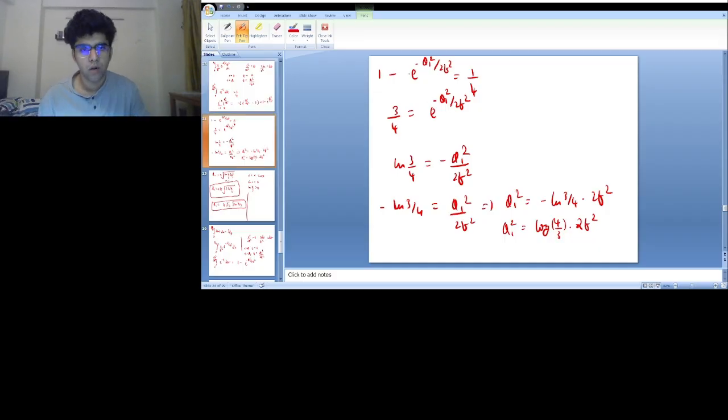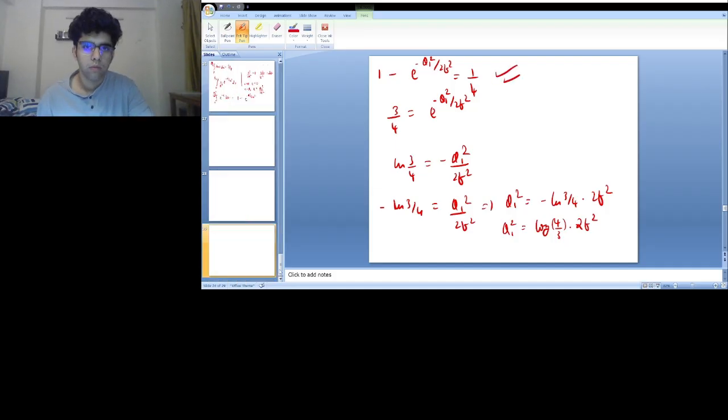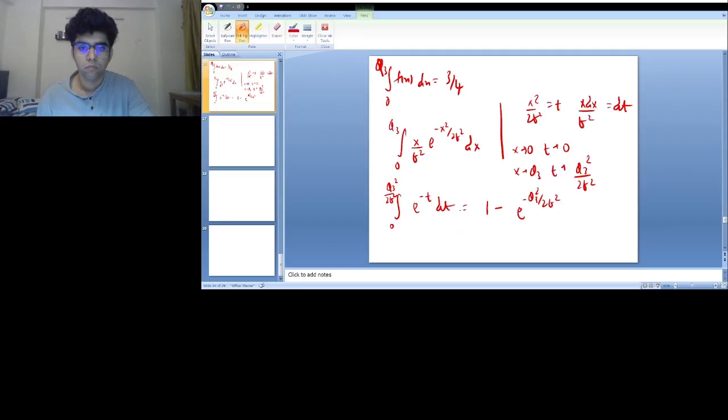The same form, right? 1 minus q1 square by 2b square, this form I'm talking about. So now I'm left with 1 minus q3 square by 2b square is equal to 3 by 4. So this gives me 1 by 4 is equal to e to the power minus q3 square by 2b square. Moving to the next slide.